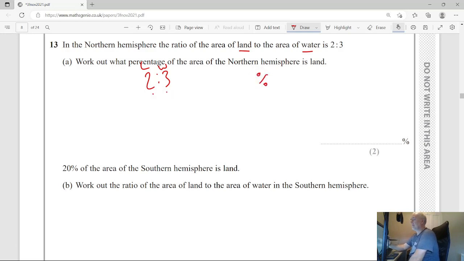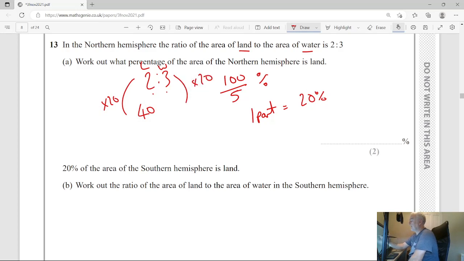And I've got 5 parts in total. Okay, so if I take 100% and I divide that by 5, 1 part is equal to 20%. So land, I'm going to multiply it by 20, is 40%, and water is 60%. It wants to know what percentage of the area is land. Land is this left-hand side, so it's going to be 40%.